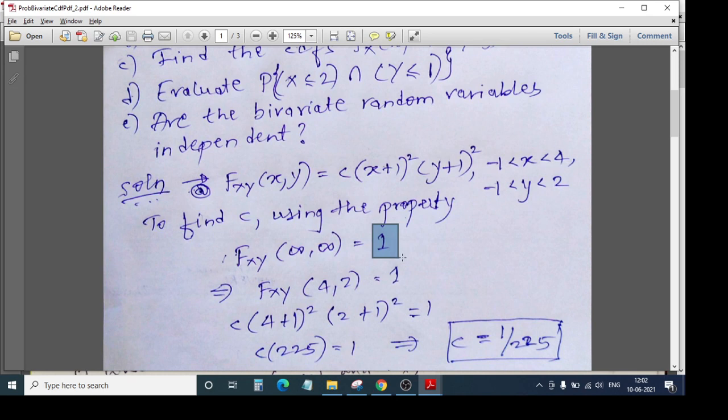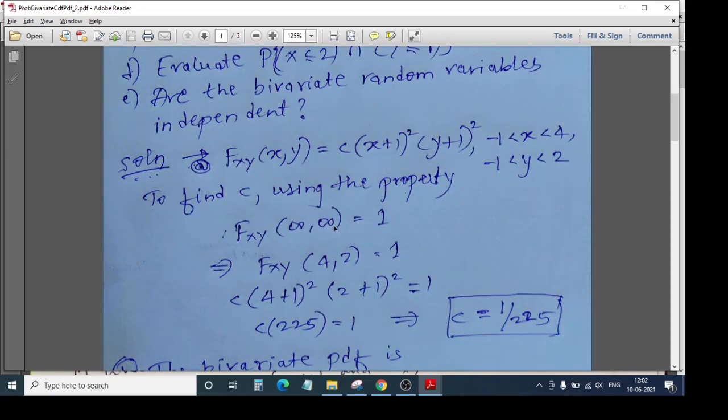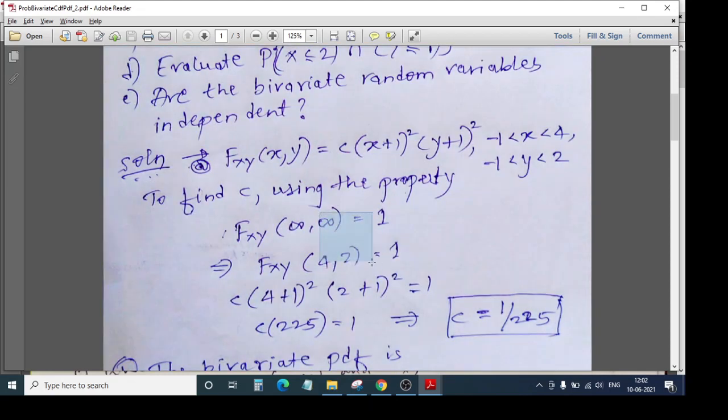What is the reason we are using this property? Here both x and y are positive values, there is no negative value among them. And these are bounded values. In our problem, x is only between -1 and 4, and y is only between -1 and 2. So we use those values instead of infinity: instead of x we use 4, and instead of y we use 2.